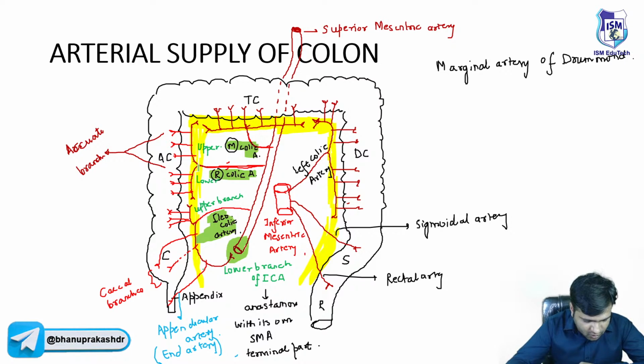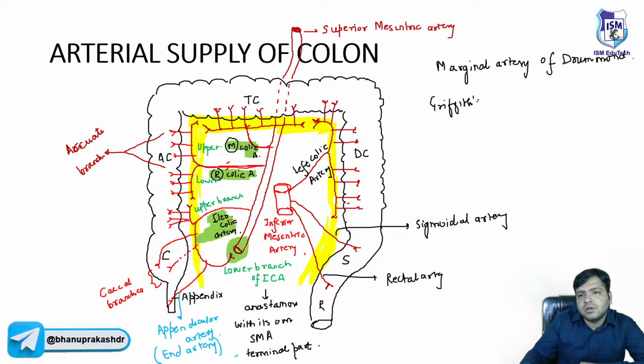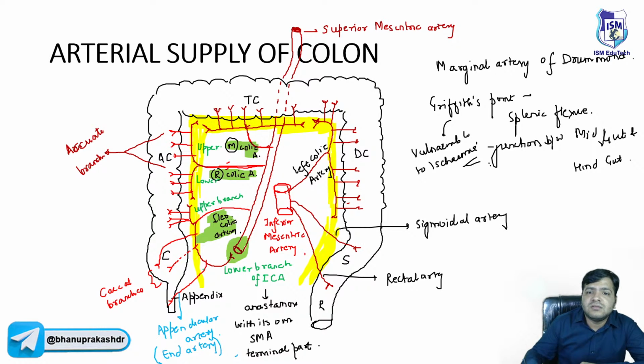Now, one more point: Griffith's point, beta, that you have to remember. Griffith's point is present at the splenic flexure. It is the junction between midgut and hindgut. It is vulnerable to ischemia, because the blood supply is hampered here. Ischemia means the blood supply becomes less. Over here the anastomoses are absent, so that's why, right?